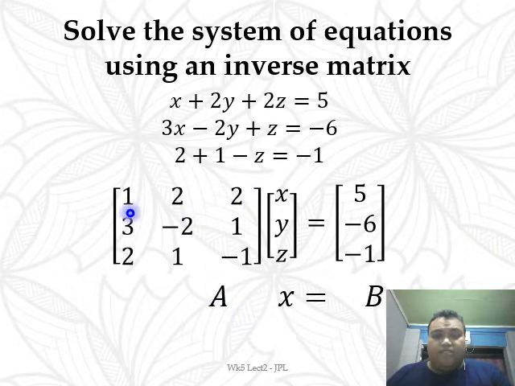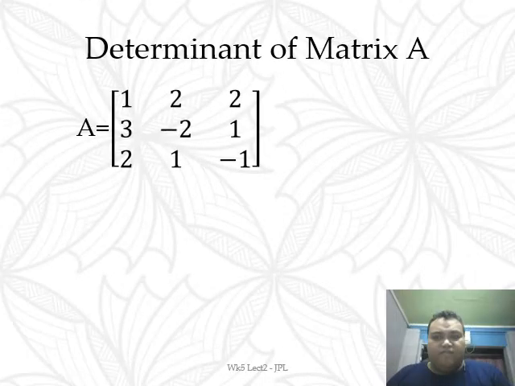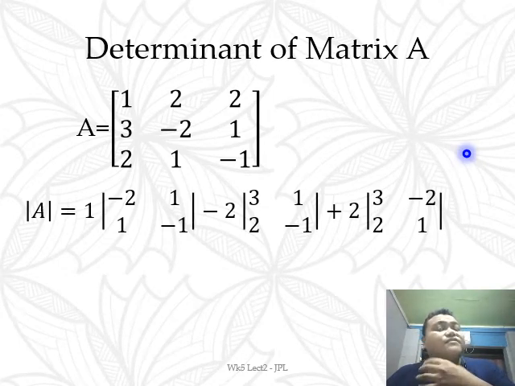And then we have this, called matrix A, the coefficient matrix. We call this matrix X, the variables. The matrix of the constants, we call matrix B. And this is the form A times X equals B. And then we have to find the determinant. To find the determinant, we find the cofactors, and then we find the minors.